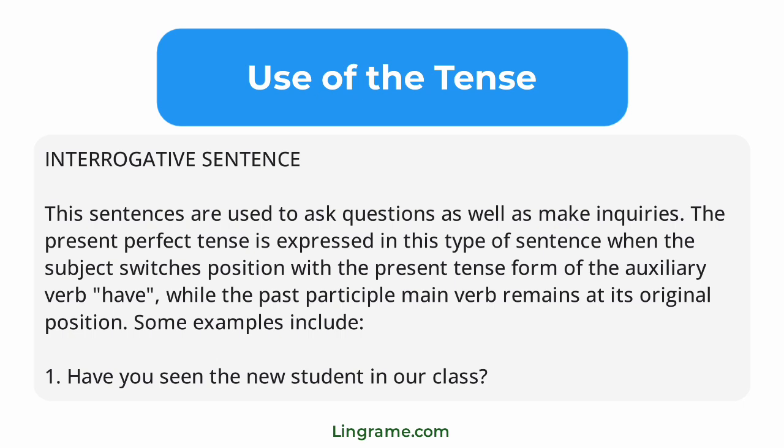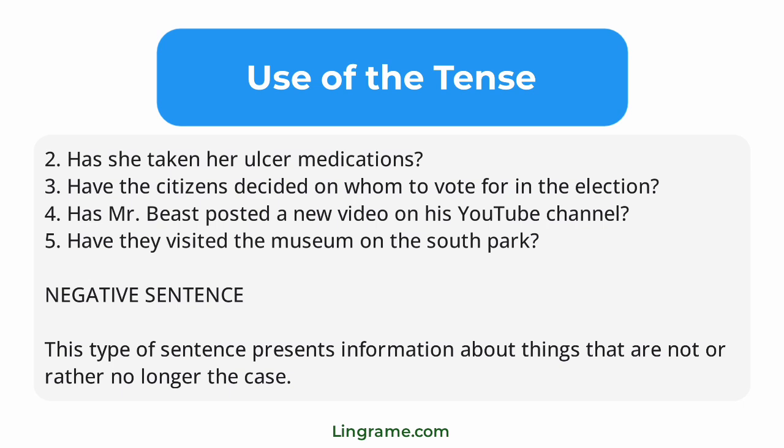Interrogative sentence. These sentences are used to ask questions, as well as make inquiries. The present perfect tense is expressed in this type of sentence, when the subject switches position with the present tense form of the auxiliary verb, have, while the past participle main verb remains at its original position. Some examples include: have you seen the new student in our class? Has she taken her ulcer medications? Have the citizens decided on whom to vote for in the election? Has Mr. Beast posted a new video on his YouTube channel? Have they visited the museum on the South Park?